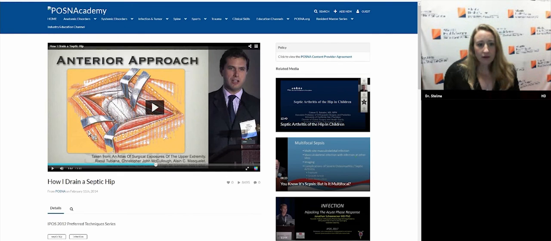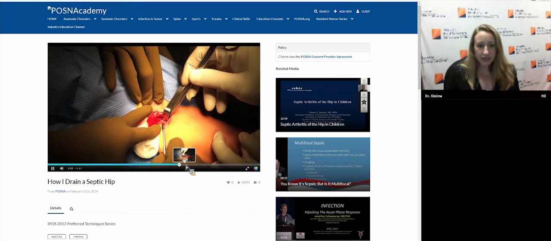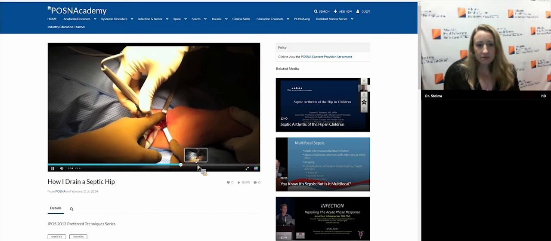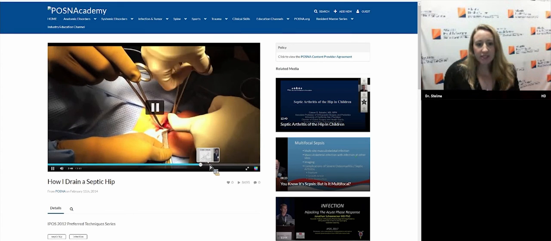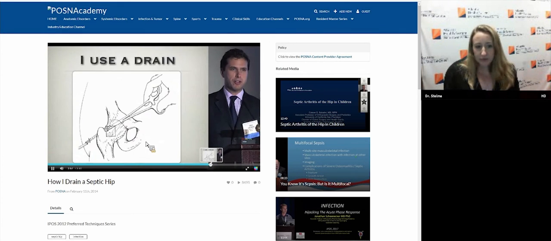essentially making a bikini incision, getting down to the joint capsule, making an incision in that joint capsule, taking out a piece of that, and then you can place a drain for a couple of days afterwards to gravity.